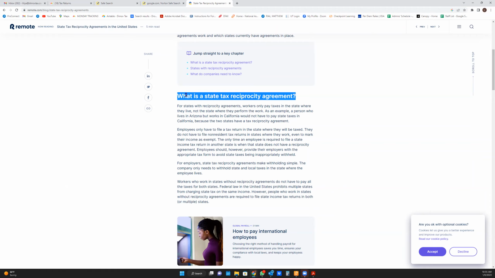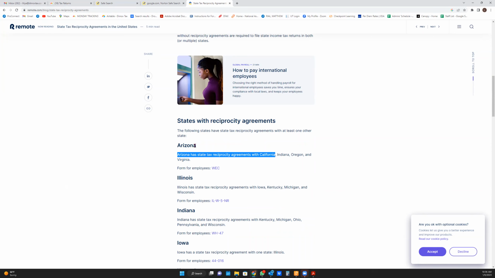For example, the person lives in Arizona and drives to work to California every single day. You will see that Arizona has state tax reciprocity agreements with California, Indiana, Oregon, and Virginia. So by this logic, if the person lives in Arizona, they can file a reciprocity agreement with the employer, and the employer who's located in California would be withholding taxes for Arizona and not California. Therefore, the person living in Arizona, working in California, would not have to file a California tax return. They would go directly to file an Arizona tax return where they're resident and domiciled, despite commuting to California on a daily basis.